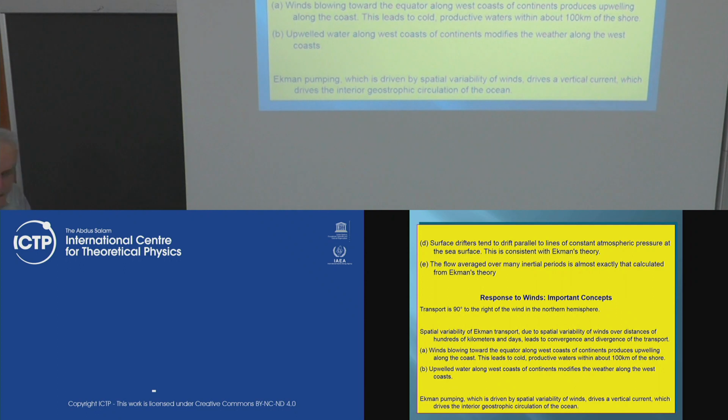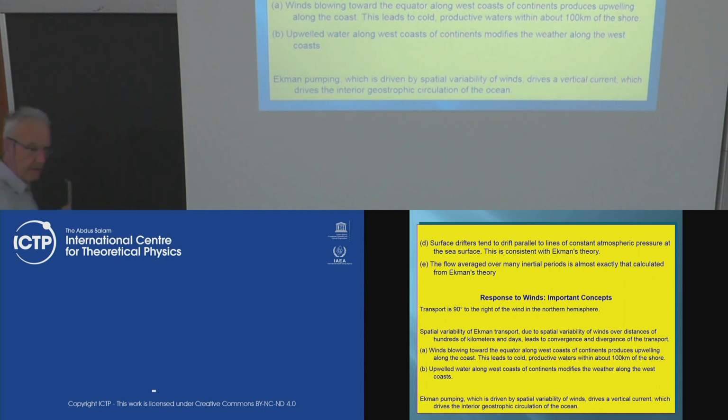They stay at the surface, and they are moved by the influence of the wind. So the surface drifters tend to drift parallel to lines. They are moving with the current. Since they are moving with the current, and the current is 45 degrees to the wind, and the wind is slightly deflected from being parallel to isobars, that means that the surface drifters' movement is parallel to the lines of isobaric surfaces.